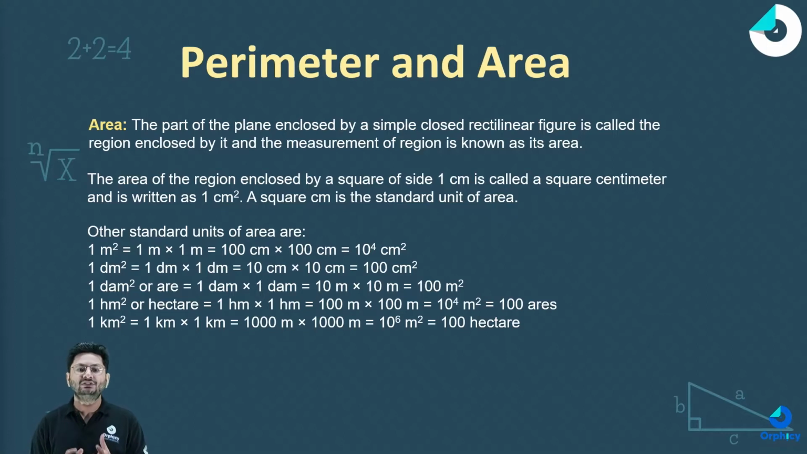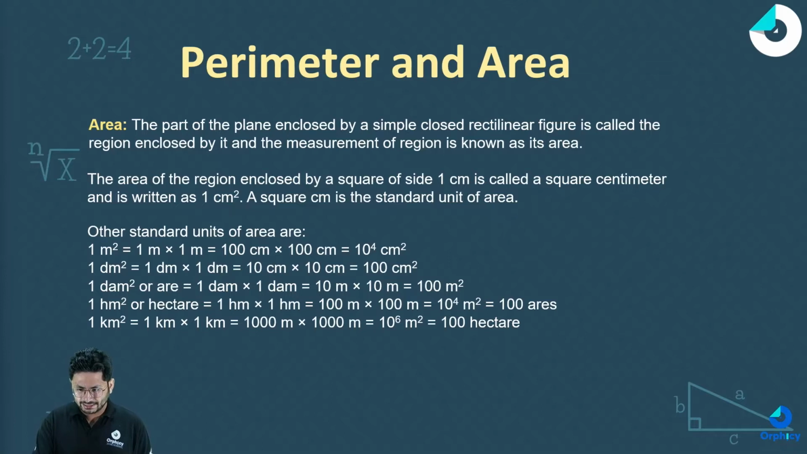Now let's discuss the different conversions of measurements for area. Basically, 1 meter square is equal to 1 meter into 1 meter, because it is meter square, and it can be written as 10 to the power 4 centimeter square. 1 decimeter square is equal to 100 centimeter squares. Then 1 hectare is equal to 100 acres or 10 to the power 4 meter square, and 1 kilometer square is equal to 100 hectares or 10 to the power 6 meter square. So please note all these things down, all the different measurements for area and how to do the conversion of the same. This table would be very useful for this.